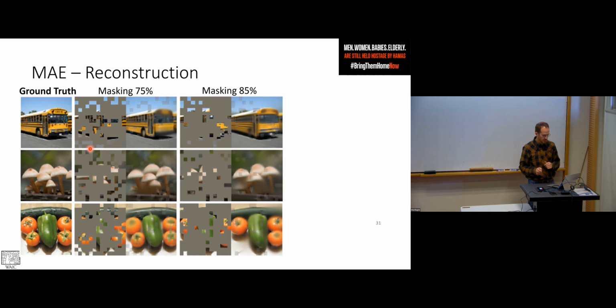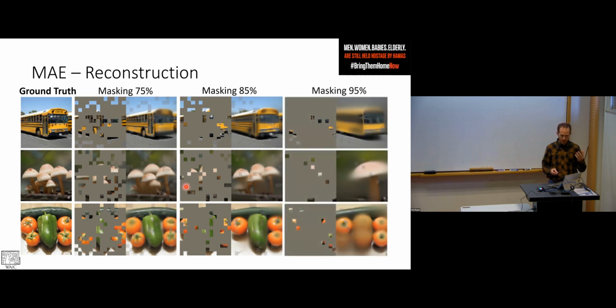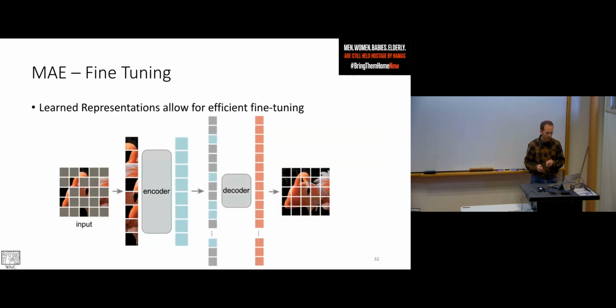Even if we increase the number of masked tokens, it still sees that there are several mushrooms here. Once we go to very high masking, then it loses a lot of the information. So it doesn't know anything about the pepper here in the middle because it has no evidence for this. But it's still able to complete something based on colors, symmetries, and so on and so forth. And once we have a trained representation, it's very easy to fine-tune it for other tasks using a smaller amount of labeled data.